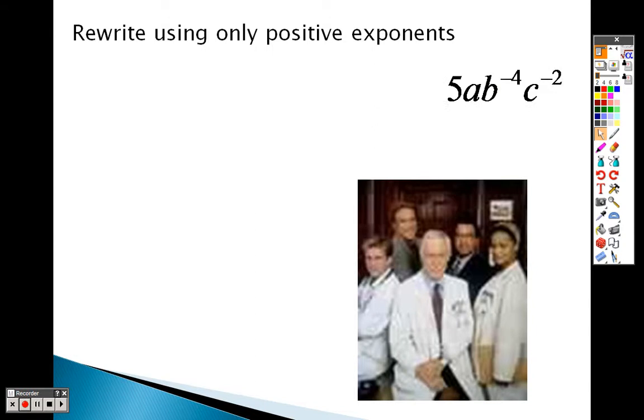Rewriting using only positive exponents. Okay, so just so you can get the gist of some of this, when we want to rewrite sometimes using only positive exponents. And when we come back, I will finish up with these examples.